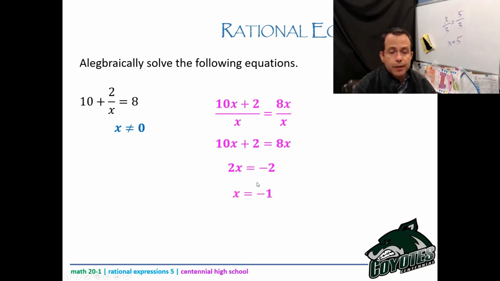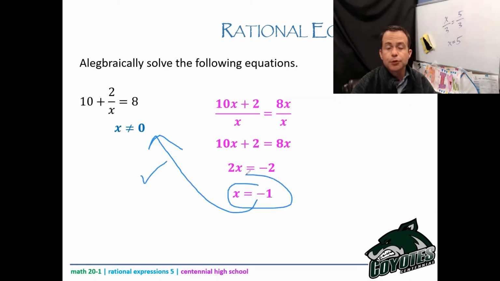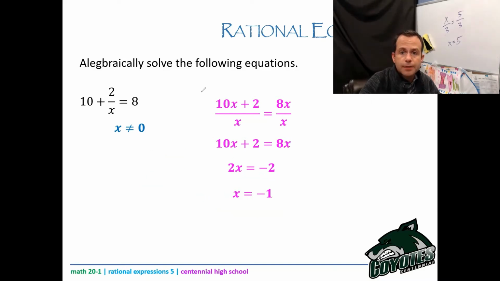X is negative 1. Now that I have the solution, I need to just go back and take a look at my NPV and say, hey, did I just get an NPV? No, I didn't. I'm totally good. So x equals negative 1 is for sure a valid solution. Okay? Awesome. Let's try another one.